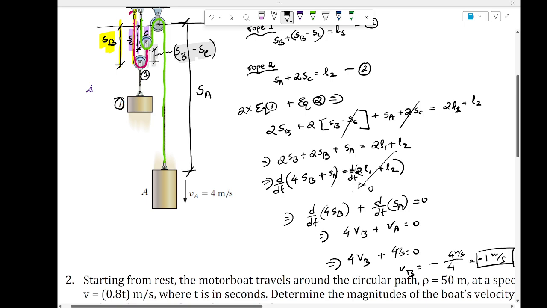Okay. Any question? To give you a wrap up, we have 2 different ropes. Write the rope equation for each, add them up, do some algebra, take out the SC, and take a derivative to find the SA and SB relationship. And then finally, after the derivative, we have the VA and VB relationship. We know one of them, so we can solve for the other. If you have any question, raise your hand. If you don't, then I'll just simply move on to the next one.